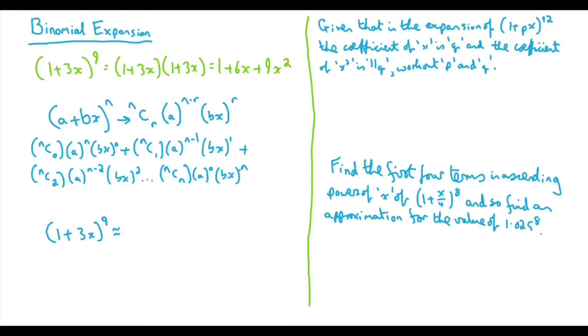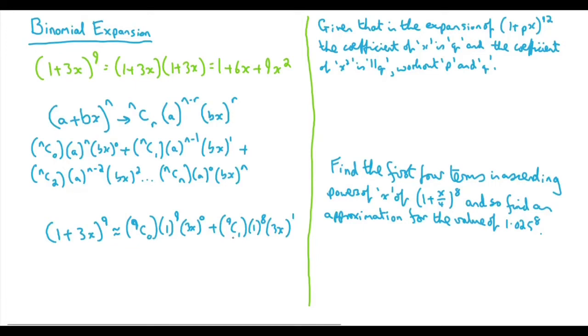It still works as an approximation. So just to finish off what was started above, if we have 1 plus 3x to the power of 9, and let's say we want the first 4 terms. For the first term, we're going to have 9C0, and our a term is 1, so that n should be a 9, so it's 1 to the power of 9, and then we're going to have 3x to the power of 0. I'll simplify that in a second. We'll just write the expressions first of all. Then for the second term, 9C1, and then 1 to the power of 8, and 3x to the power of 1.